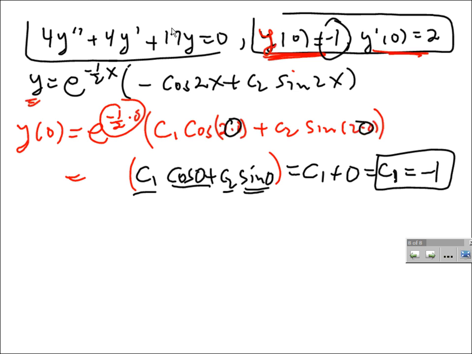Okay, I'm going to the second line on the board, and I'm going to replace c1 with negative 1, or just a negative sign. So I use that equation to find c1. I use the other equation to find c2.